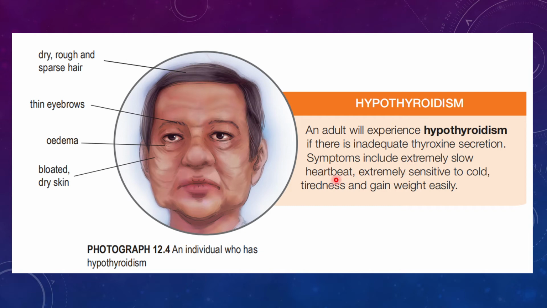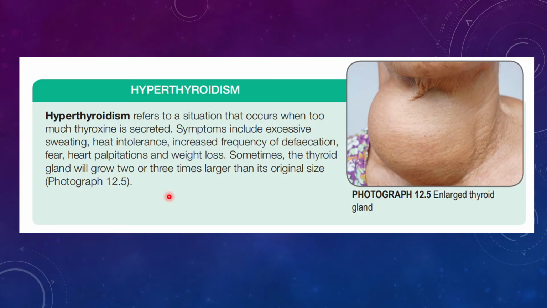So he is having a slow heartbeat, is extremely sensitive to cold, and will gain weight easily because of the low metabolic rate. So these are the features on the face that you can see on a hypothyroidism patient: dry and rough or sparse hair, thin eyebrows, even edema at the eye pocket over here, bloated, dry skin.